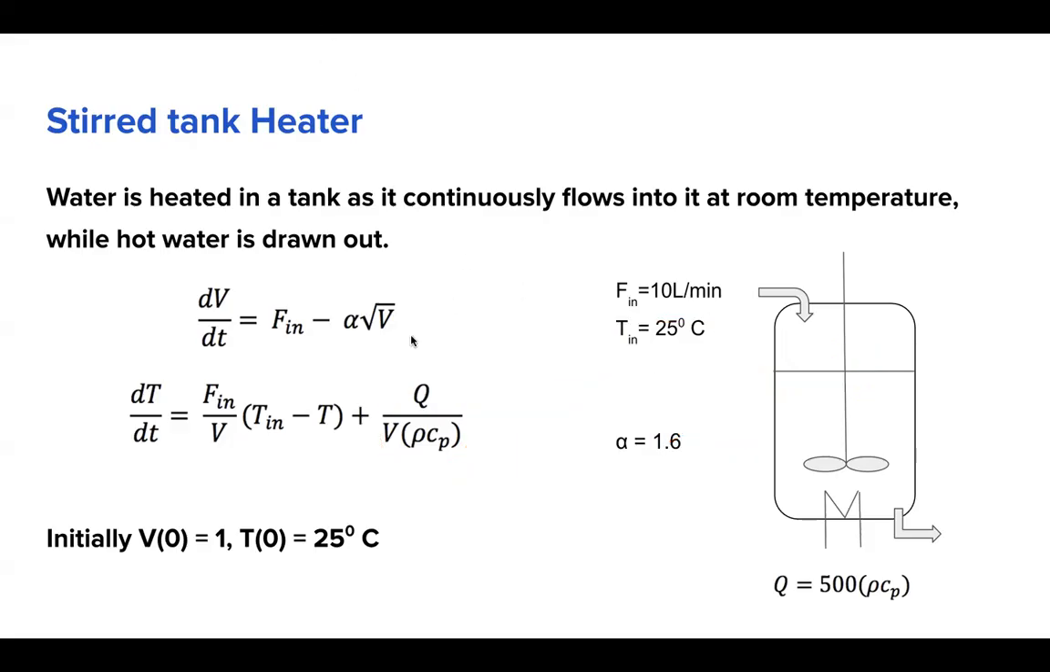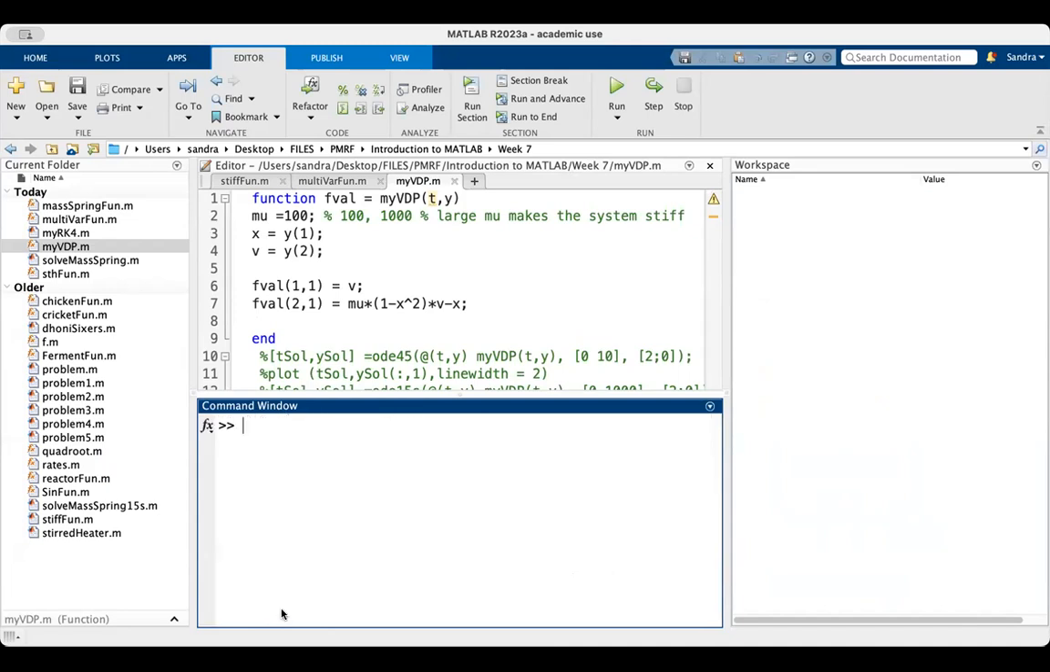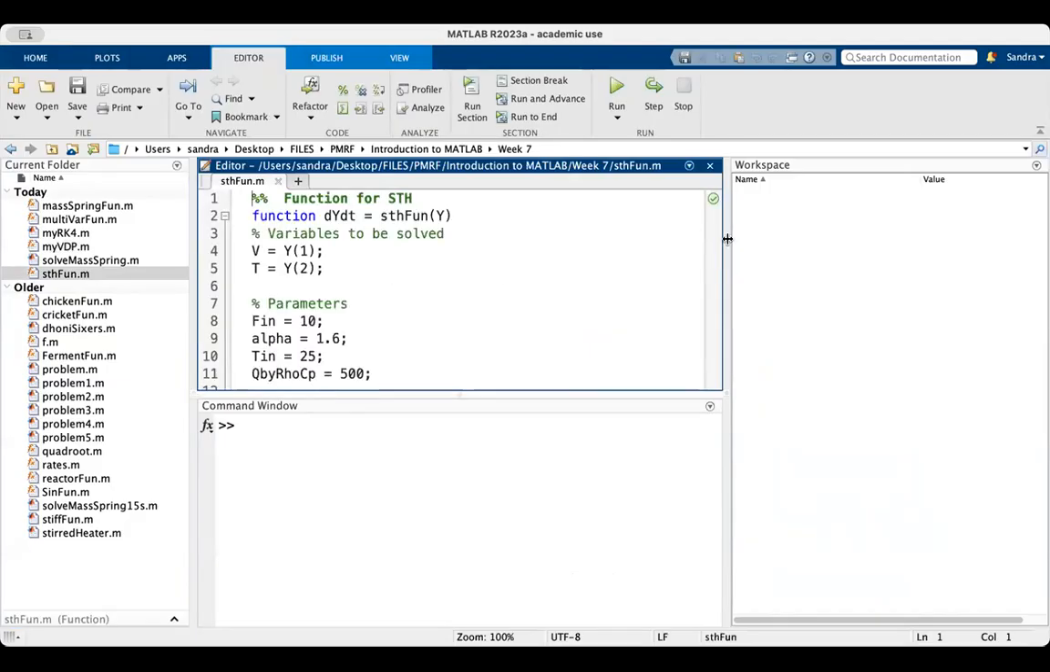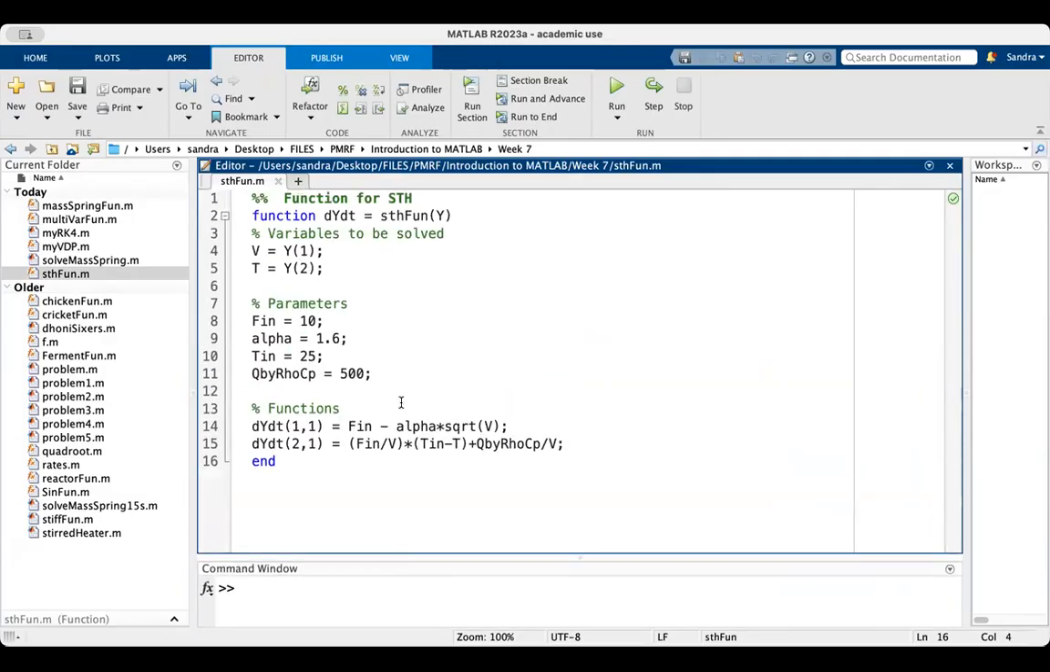So let me share MATLAB. This is how the function looks, which we are using for the ODE solver. It takes in a variable y. Y, if you remember, will have two variables. The first variable is the volume. The second variable is the temperature. This is a constant Fin 10, alpha 1.6, Tin 25, Q by rho Cp, it is given as 500. This is the first equation. So first row, first column: Fin minus alpha square root of V. This is the second row, first column, so it's a column vector: Fin minus V, Tin minus T. Everything is given. T is the unknown here, V is an unknown here. Q by rho Cp.